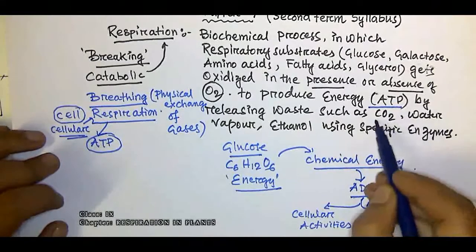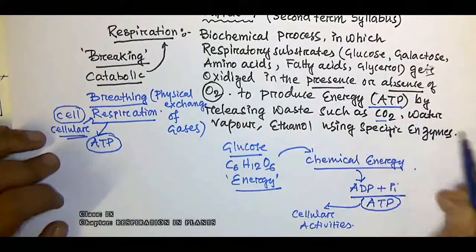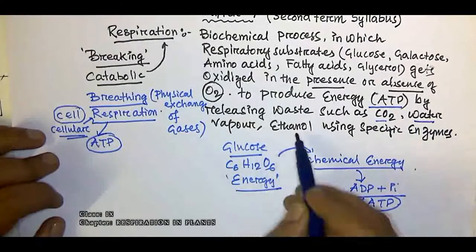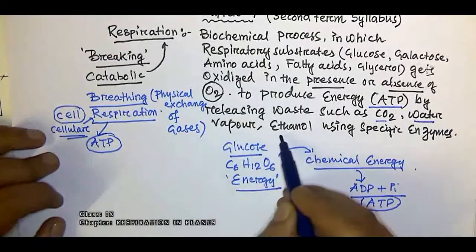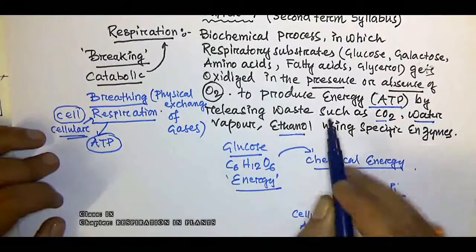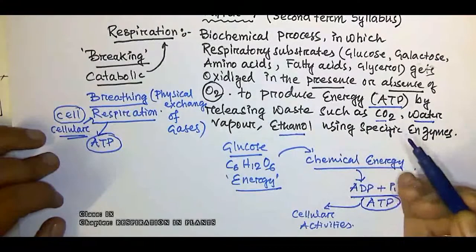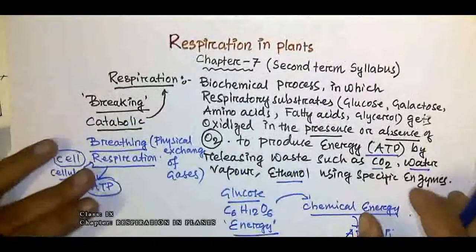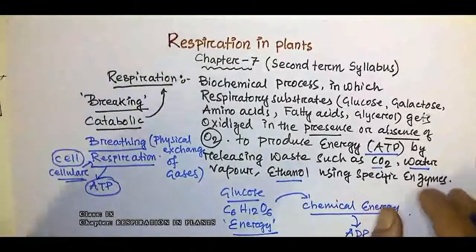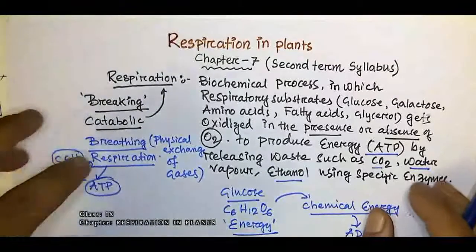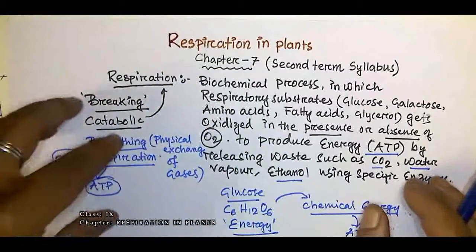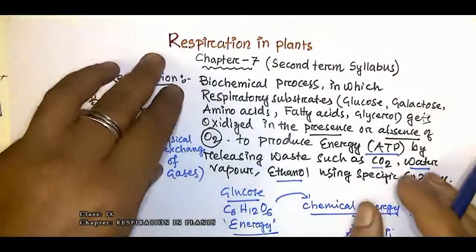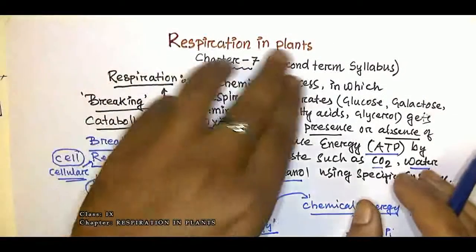Now we are going to see in which type of processes carbon dioxide is released, in which type of processes water is released in the form of vapor, where is ethanol produced, and is there any other chemical which can be produced in respiration. Okay, so please remember that we are specifically talking about respiration which is occurring in the cell, but the chapter is dealing with respiration in plants.